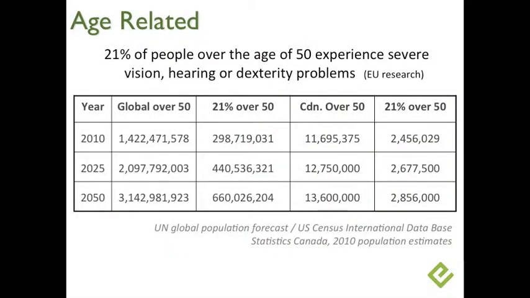And here's just some numbers of how large that can be. Worldwide, the growth is much bigger than in Canada. So you're looking at, over the next 40 years, growth from 300 million almost to 660 million, and even trying to extrapolate some of that data from Statistics Canada, just to give a perspective for Canada, we have 2 million adults over 50 who can benefit from accessible ebooks.